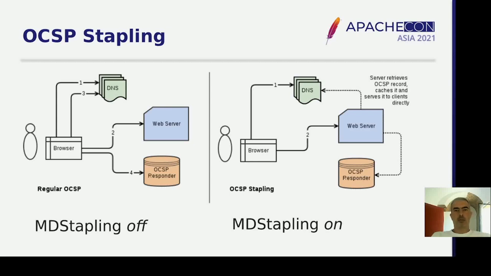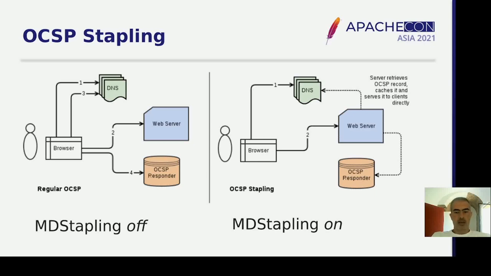Without MD stapling, the browser asks both the web server and the OCSP responder. So you first ask the web server which is the certificate, then ask the OCSP responder if the certificate is still valid or if it has been revoked. And then it finally connects to the web server.